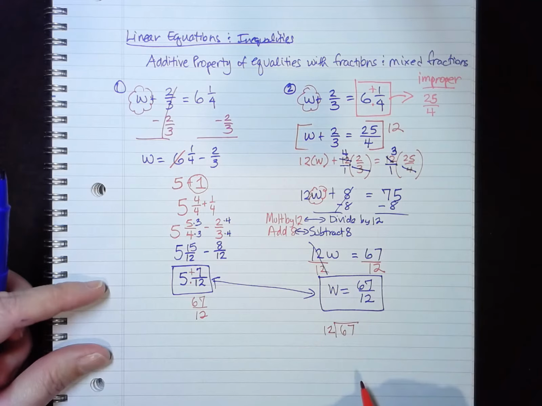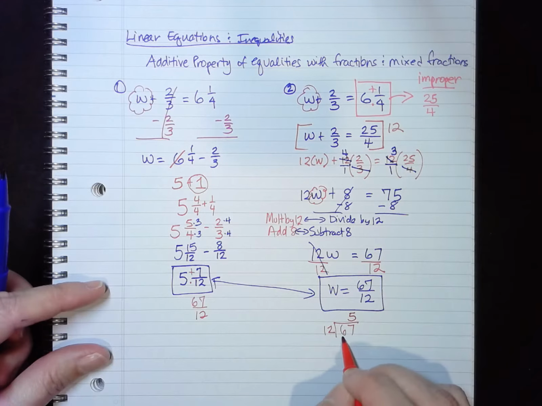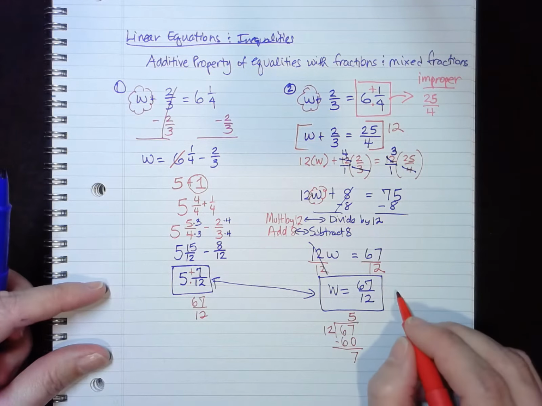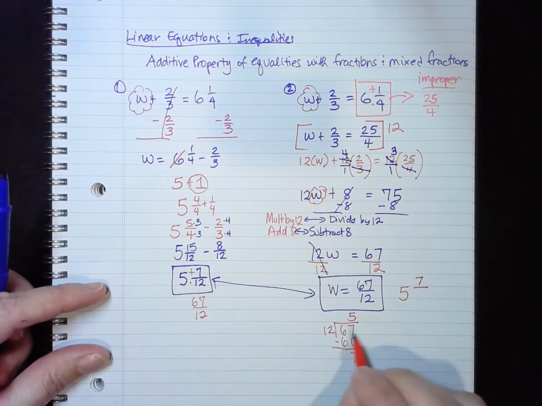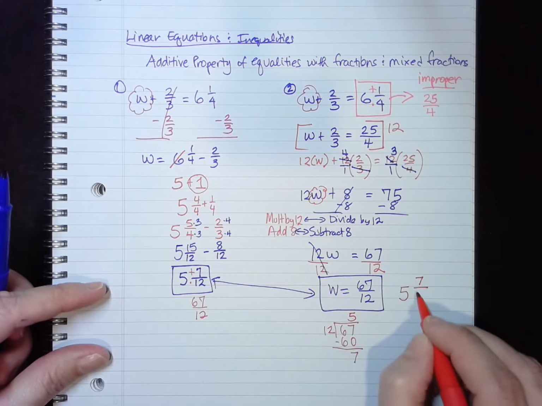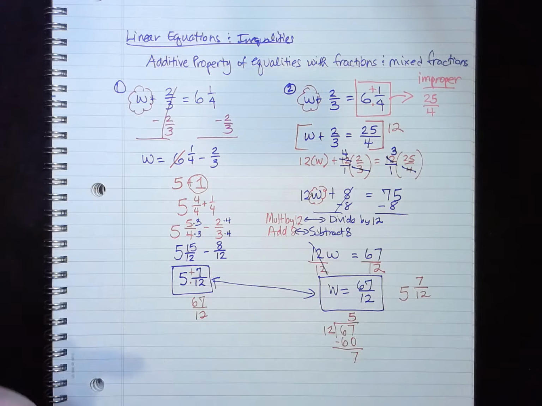That's what a fraction means, divide. So 12 goes into 67 5 times. 5 times 12 is 60. Subtract. 67 minus 60 is 7. That's my remainder. So it went 5 whole times with a remainder of 7. And I had a denominator of 12. So 5 and 7/12 is the same as 67 over 12.